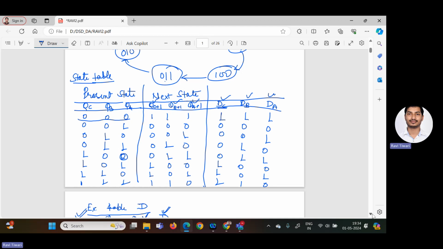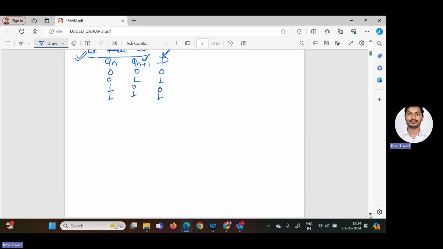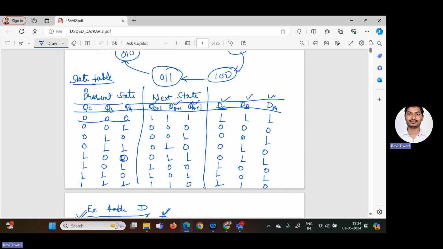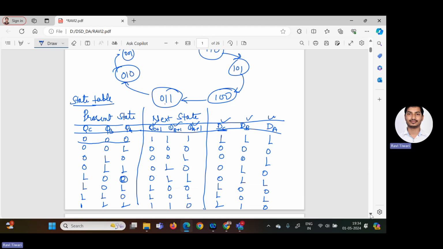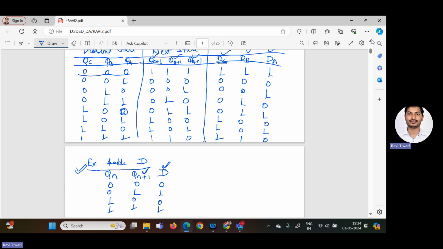Now we have this state table with us. For the third step, we have to draw the K-map. Now, how many variable K-map is required? As this is a 3-bit down counter, we have to make a 3 input variable K-map.